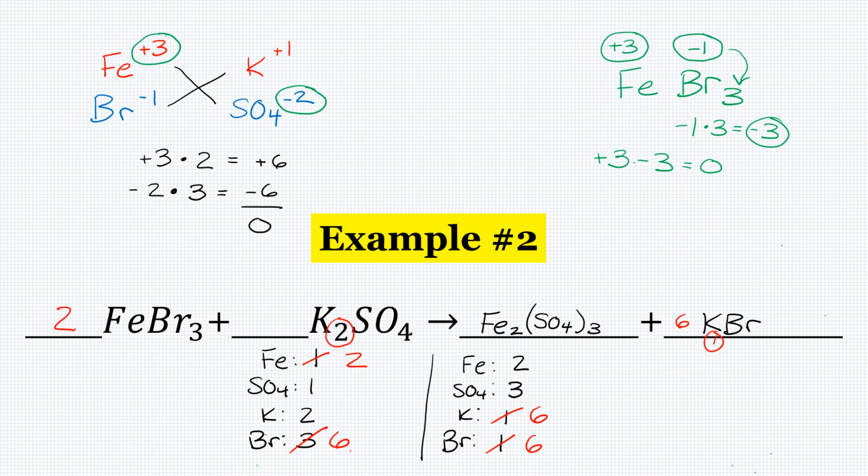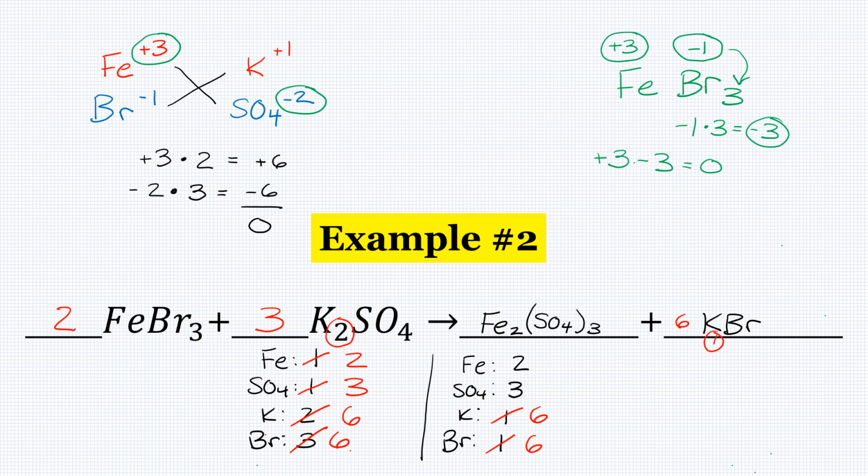So even though I only needed 2 potassiums on the right side, I was thinking ahead and realized that I'm going to need 6 bromines at some point to balance out. So I went ahead and put a 6 in front, even though I know I need 2 potassium. So I'm going to put a 3 here now. That'll give me 6 and 3. And we are balanced.